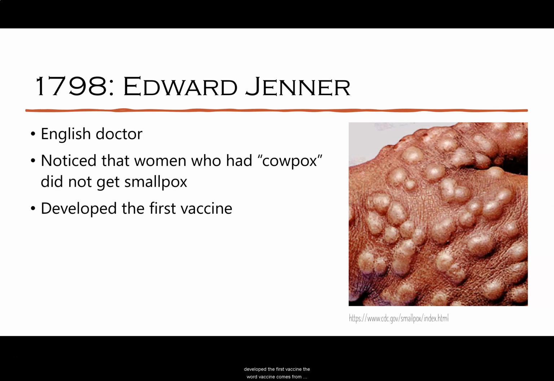The word vaccine comes from the Latin for cow, vacca, and he noticed that women who were milkmaids would get a rash illness called cowpox, but they would never get smallpox. Now, smallpox was a horrible disease. It killed lots and lots of people throughout history.